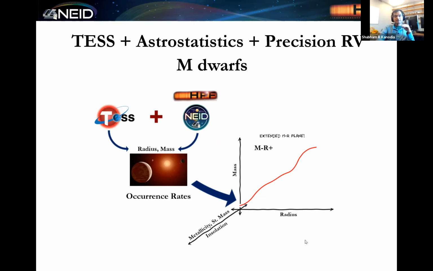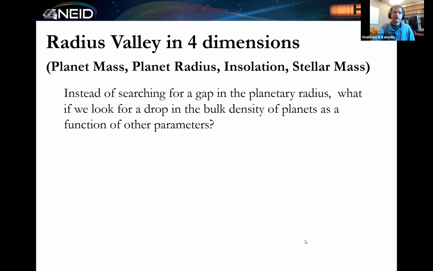So the final piece of the puzzle is this non-parametric framework, which I've mentioned in the past when it comes to these mass-radius relationships, but how does it fit in when it comes to these n-dimensional, 4 or 5 dimensions? How does that work? So to give an example of that, and this is extremely preliminary work, what if we look at the radius valley not as a gap in the planetary histogram, but in the context of the planetary density, or the bulk density, and how the bulk density evolves?